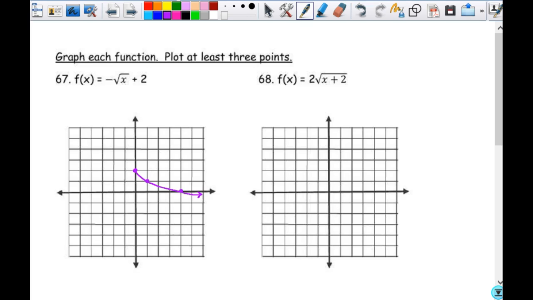Okay. So f of x equals 2 square root of x plus 2. That means I'm going to translate it 2 to the left. And then this is going to get stretched, so let's put in 2. So 2 plus 2 is 4, so that gives me a 2, 4 right there.